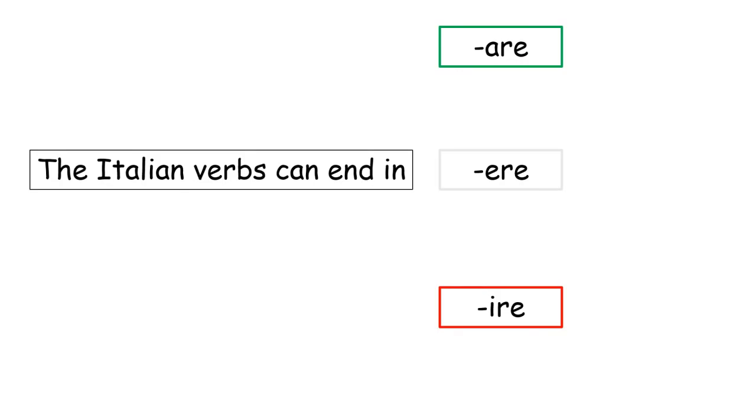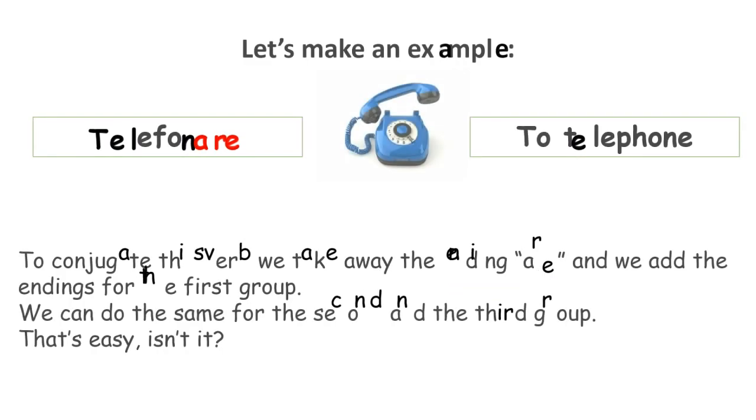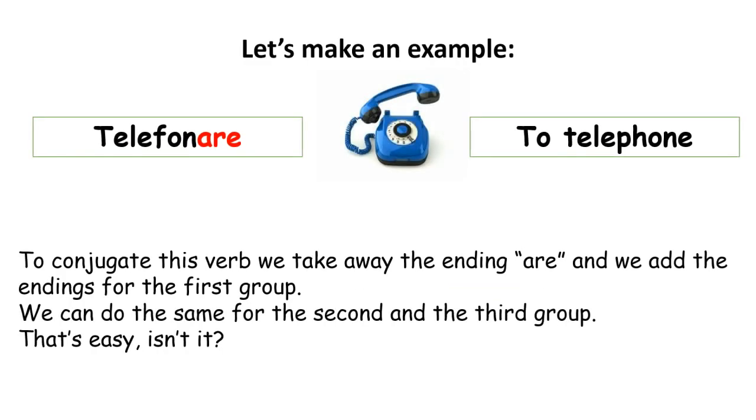In Italian, there are three groups of verbs. We have verbs ending in are, ere, and ire. Let's make an example. Telefonare. You see, this verb ends in are, so it belongs to the first group. To conjugate this verb, we take away the ending are and we add the endings for this first group.